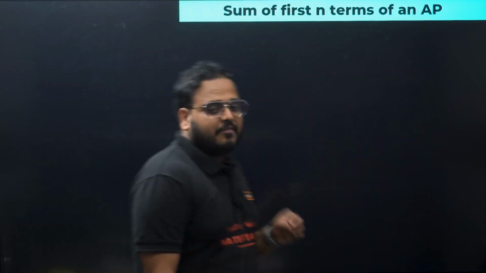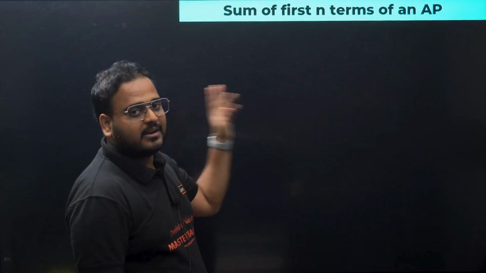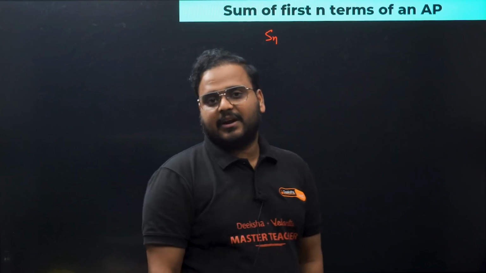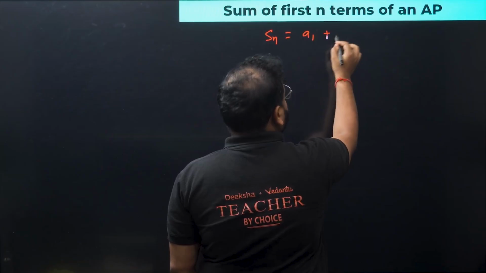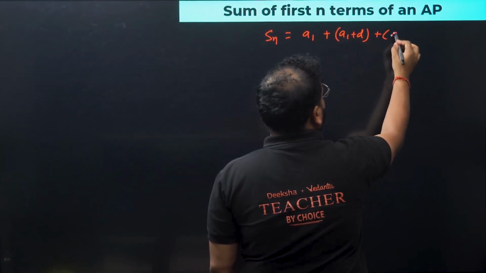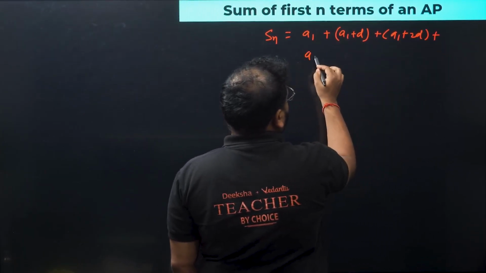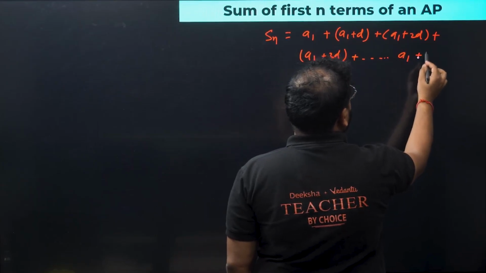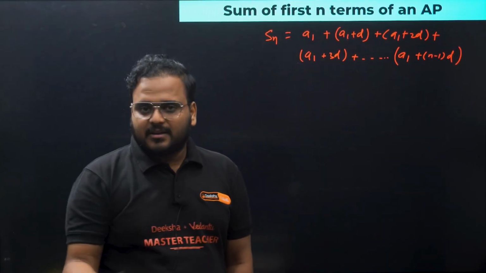Next is the sum of the first n terms of an AP. Please pay attention. I'm going to do the derivation for you, then I'll write the final answer. If I'm writing the sum of n terms, how do I write it? Very simple. First term plus second term. What is the second term? a plus d. Then the third term, a plus 2d. Then the next term, a plus 3d, and all the way till a plus n minus 1 into d. That's how you write the sum of n terms.